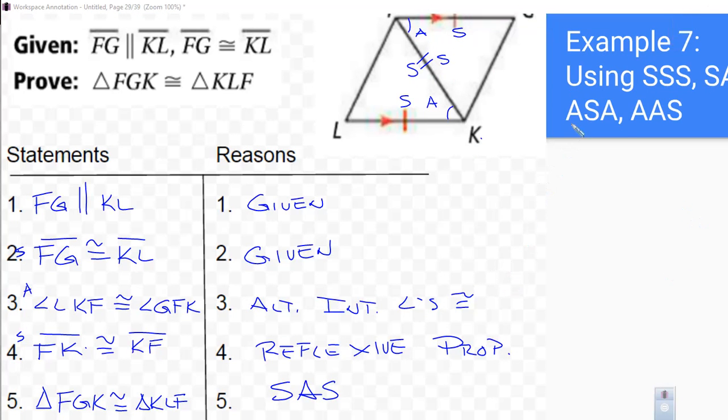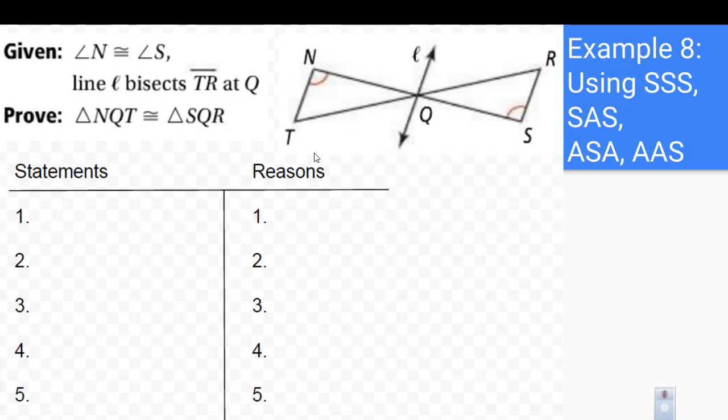All right, so let's take a look at our last example. Example 8. This one's a little different. It says we've been given an angle is congruent. Angle N is congruent to angle S. And it says that line L bisects TR at Q. Remember, to bisect something is to cut it in half. So it's very similar to a midpoint, although it's not a midpoint. So you're going to be using a definition of a bisector to help solve and prove these two triangles congruent. So pause your video now and come back and check your answers when you're done.